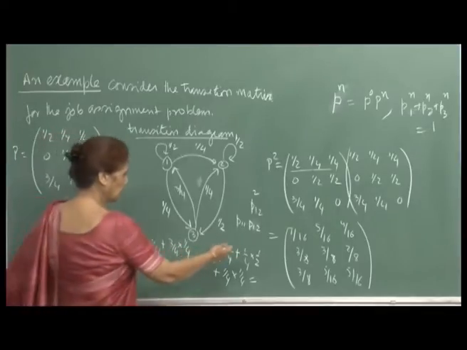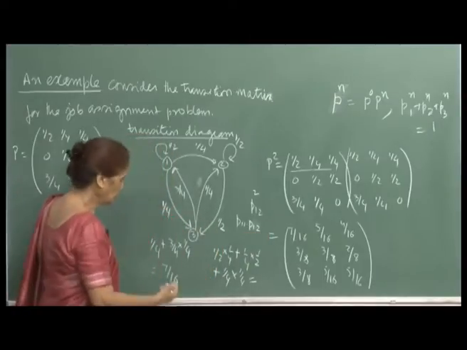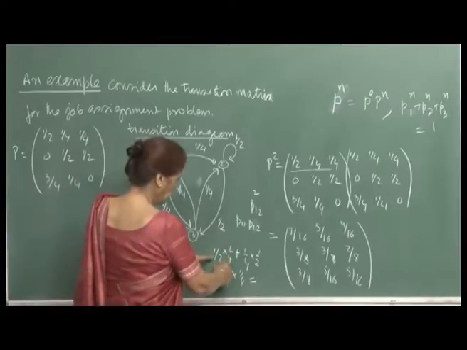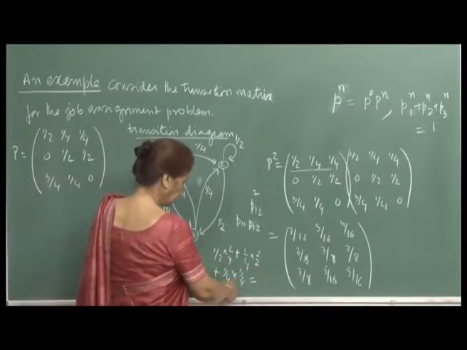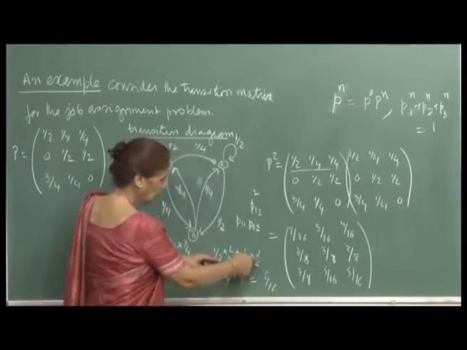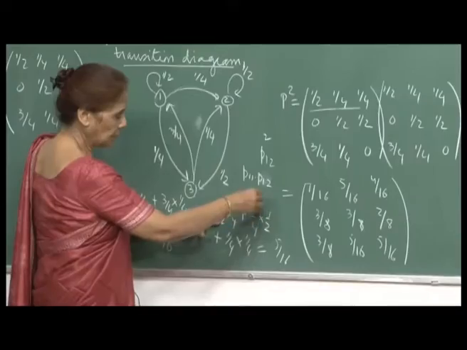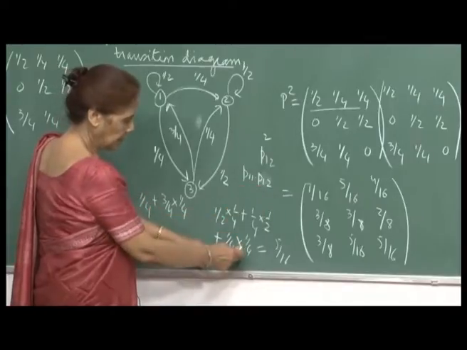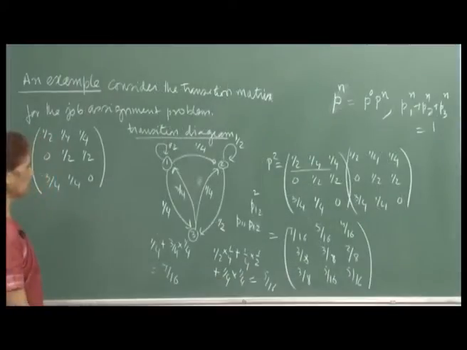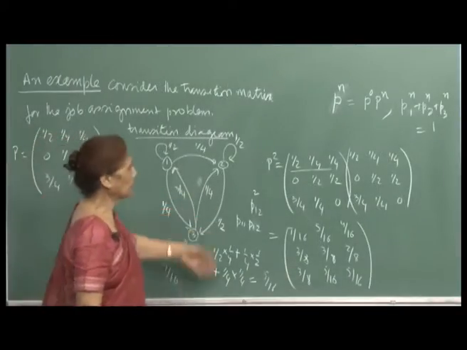So, as it is such a small example, I could miss out on the path 1 to 3 and 3 to 2. So, that will give you now 1 by 8 plus 1 by 8 plus 1 by 16. So, that will be 5 by 16, right. 1 by 8 plus 1 by 8 will be 1 by 4. So, that is 4 by 16 plus 1 by 16, 5 by 16. So, anyway, you can now interpret all these probabilities by looking at the path.